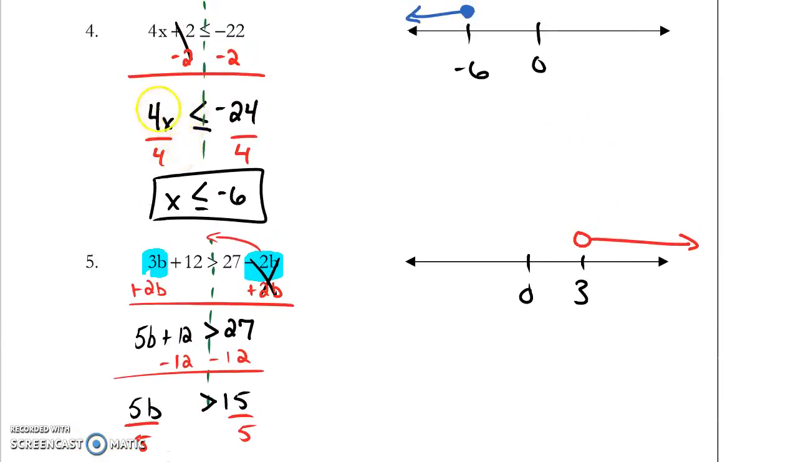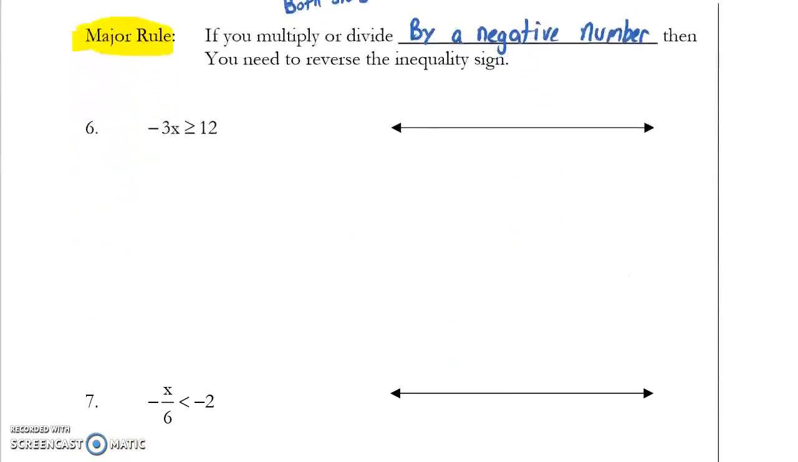Here in number 4, we divided both sides by 4, so it's negative divided by positive. We don't do anything different there because I divided by positive 4. If my denominator is negative, that's where I'm to make an adjustment.